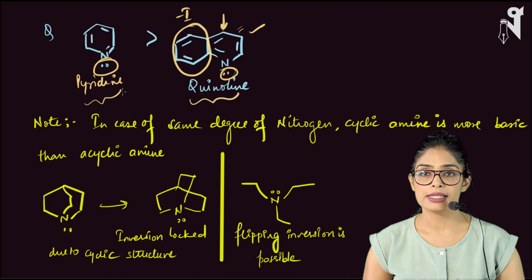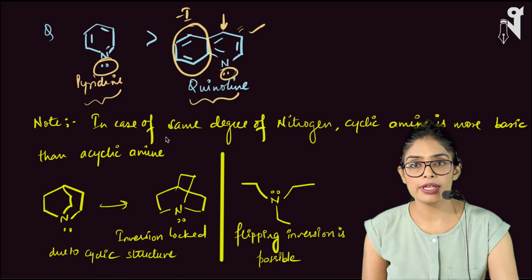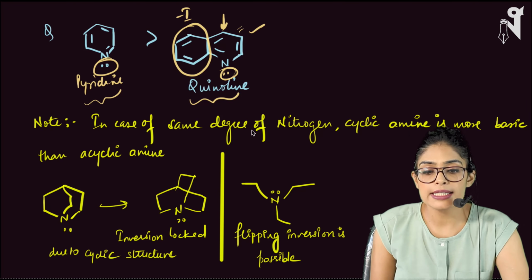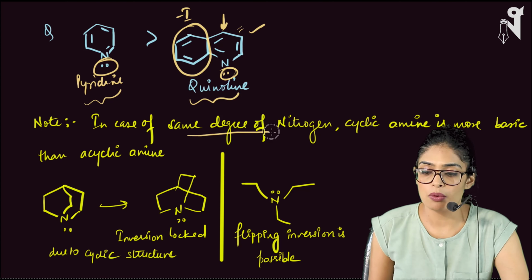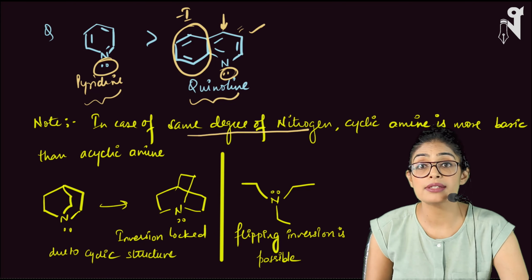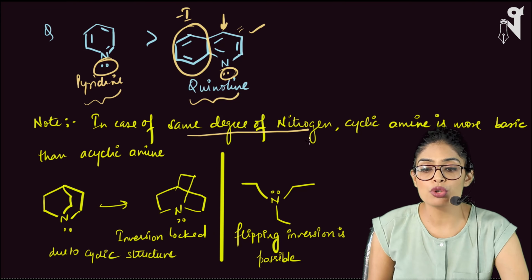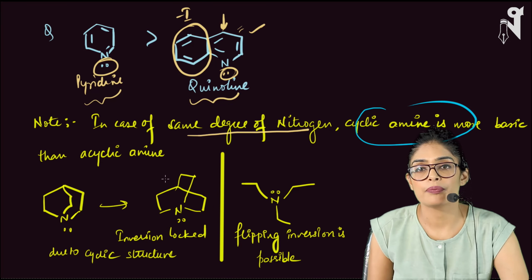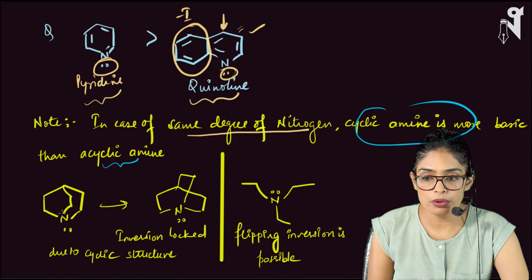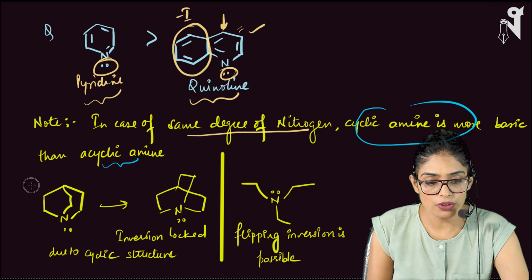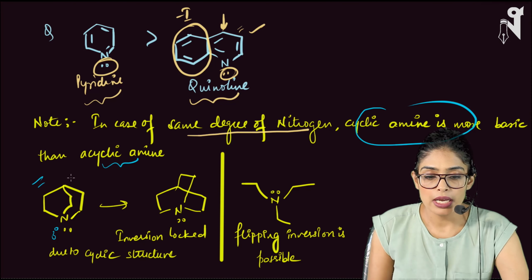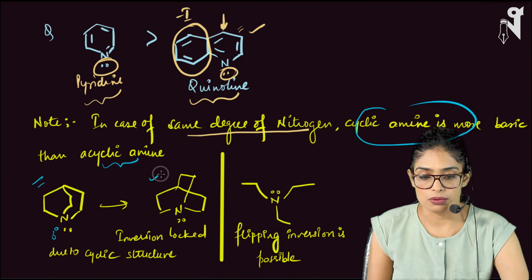Now let's talk about the next example. Well, before we talk about the next example, let's make a small note. That small note is: if you have the same degree of nitrogen in a compound, let's say you have 2 compounds to compare and there is the same degree of nitrogen, then a cyclic amine is more basic than an acyclic amine. For example, let's look at this molecule. Here we have a nitrogen, this is a 3rd degree nitrogen. So this is a bicyclo compound, and I can write this compound like this also, right?